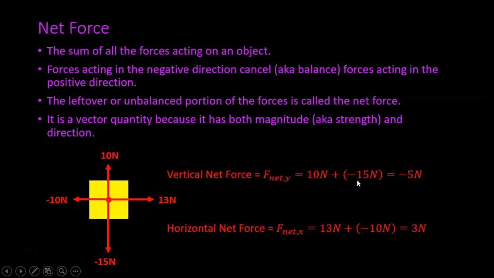And so when we add those forces together, we wind up with a net force or leftover force of 5 newtons in the negative direction, in this case pointing down. If we look at our horizontal forces, we have a 10 newton force to the left, the negative direction, and we have a 13 newton force to the right, which is the positive direction. We add those two forces up, and our net force is 3 newtons. That means we have a leftover force, an unbalanced force of 3 newtons pointing to the right.